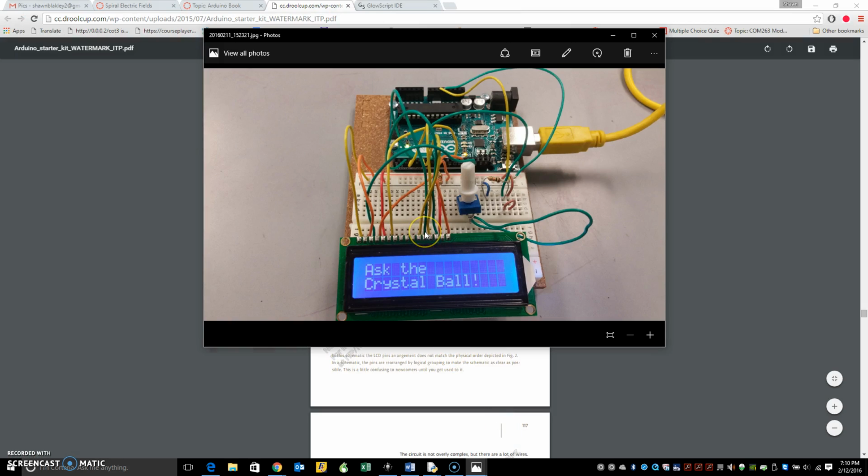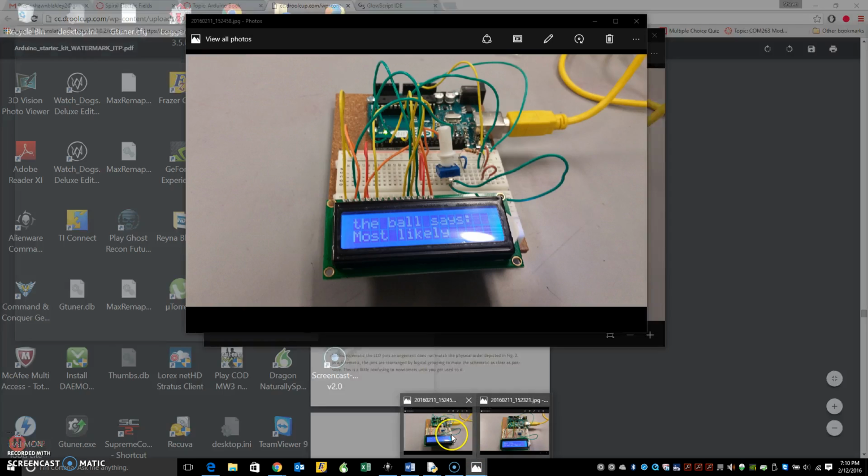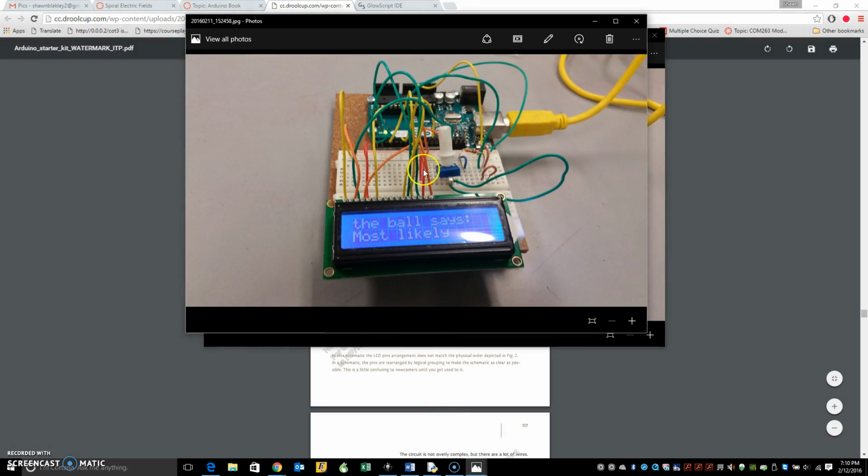So here's what we have, which is really cool. The way it worked was that, after you ask your question, of course, you would disconnect one end of this piece, and then you plug it back in, and you'd get an answer. The ball says most likely, so you'd ask it a question and you'd get an answer back, which is really cool.